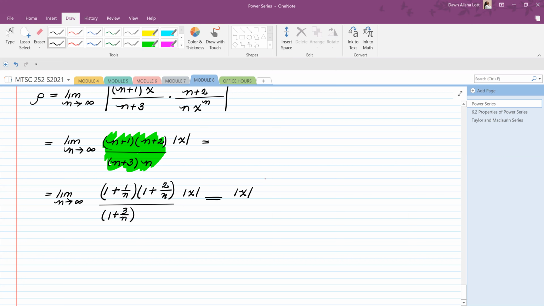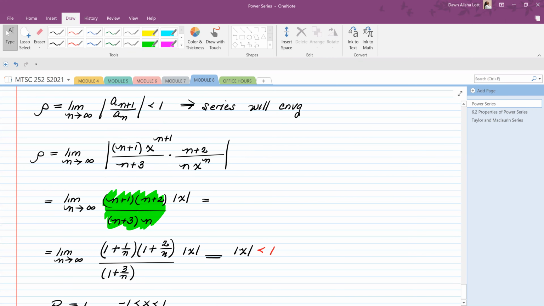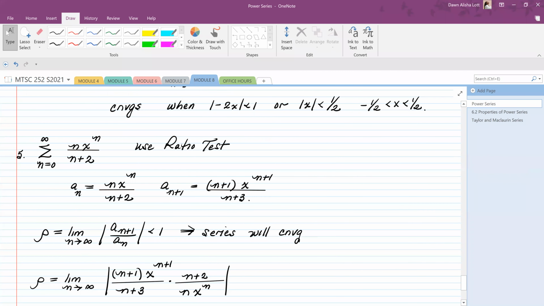For convergence, I have to force it to be less than 1. So I get that my radius of convergence, R, turns out to be 1, and my interval of convergence is negative 1 less than x less than positive 1. And then I need to check my endpoints. So I need to check 1 and negative 1.